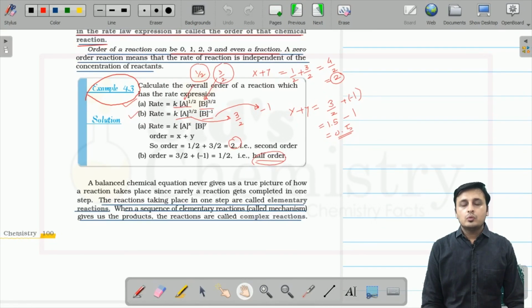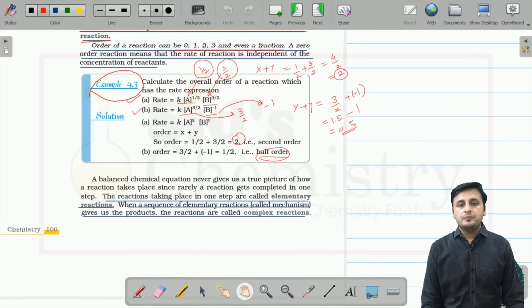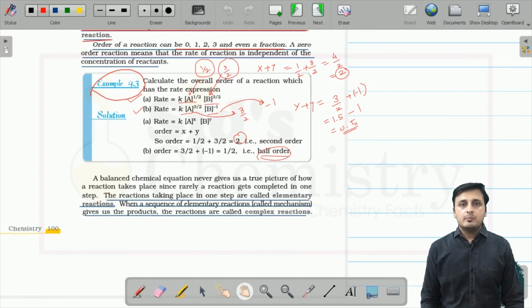Now before we go further in the chapter, let us understand two small and important definitions which will help us understand molecularity. Before we actually calculate the units of the rate constant, we need to understand these two small definitions, and that we will clear here. The first definition you can write in your notebook: elementary reaction, and the second definition we are going to understand is complex reaction.